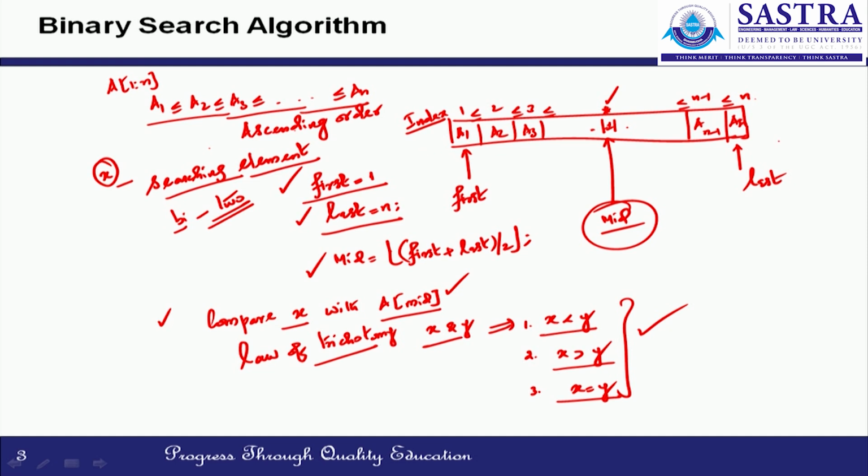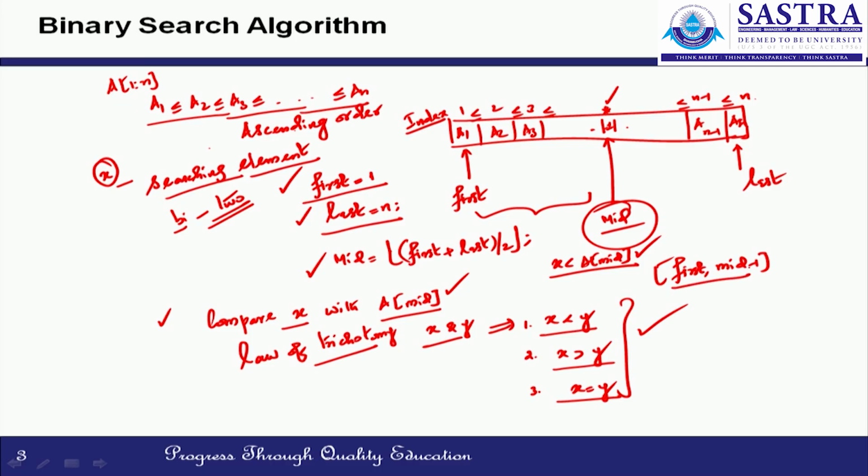Since x is not equal to A of mid, and assuming that x is less than A of mid, in this stage the search range is reduced to first to mid minus 1. That means there is a chance of finding x in the range from first to mid minus 1, since clearly x is less than A of mid. So we need to check for x in the indices from first to mid minus 1.